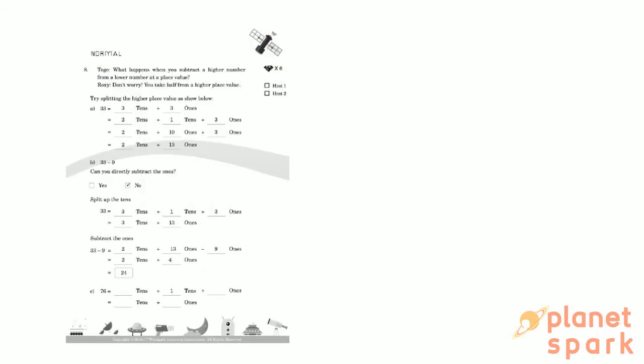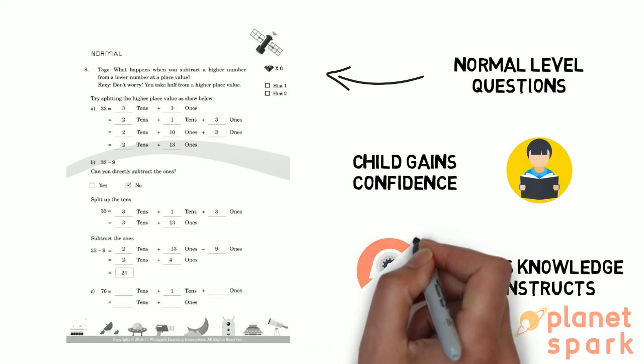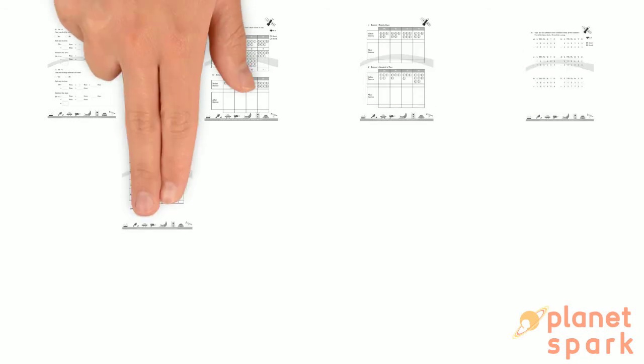These are further pages of the module which have more easy level practice questions for the child. With this page, the difficulty level of the practice questions increases from easy level to normal level questions. Here the child gains more confidence and starts forming knowledge constructs. These are the further pages of the module which have normal level practice questions for the child.